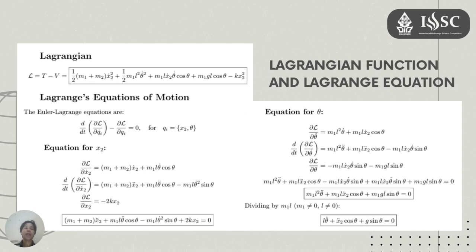After that, we apply the Lagrangian function, proposed as L is equal to T minus V, and we substitute the T and V values, so we have the Lagrange function. After that, we apply the Lagrange equation of motion as shown below.